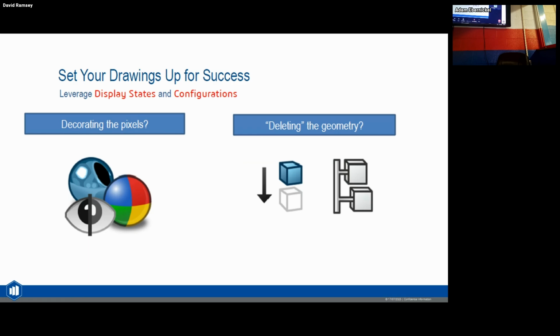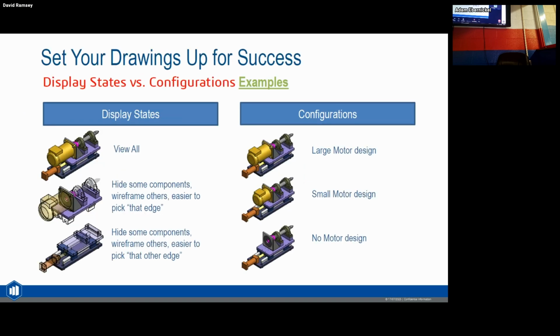So in this case, when we're dealing with display states, we're changing the color of something, whether we're hiding it or showing it. What does the surface finish look like? Is it glossy, right? Is it pretty? Is it transparent, right? When we deal with configurations, we're changing it physically, right? We're removing features. Maybe we're in situations where we don't have a component in an assembly for a particular configuration, right? We're making fundamental major changes.